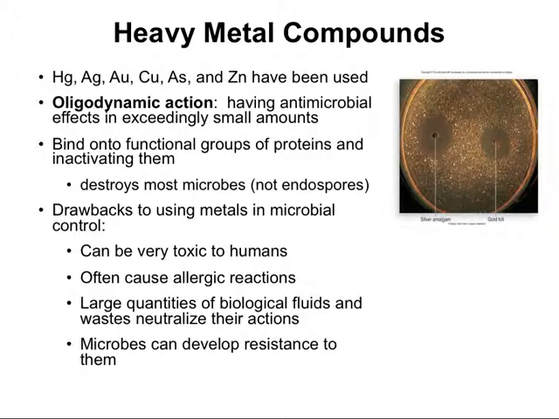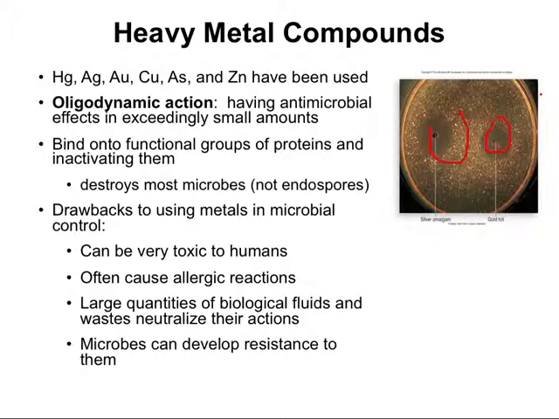Next, let's take a look at some heavy metal compounds. Heavy metals have high atomic mass, and they include mercury, silver, gold, copper, arsenic, and zinc. However, only preparations containing mercury and silver have any significance these days as germicides. Each of these heavy metals, though, have oligodynamic action. That means they have antimicrobial effects in exceedingly small amounts. You can see over here in this petri dish that just these small specks of either silver or gold have caused there to be no microbial growth anywhere near the region of that speck of metal.